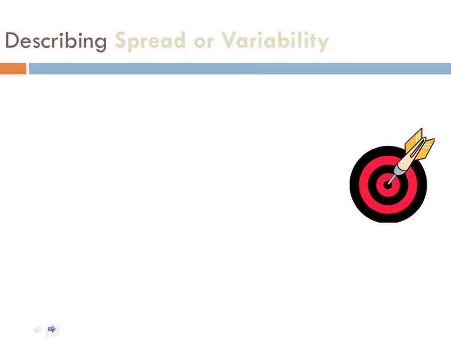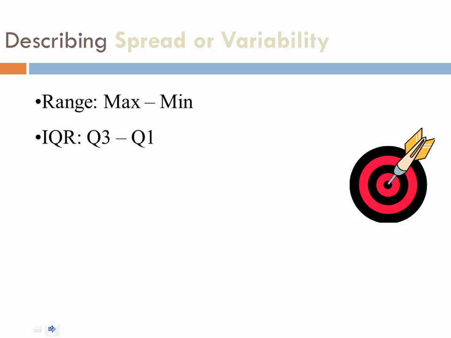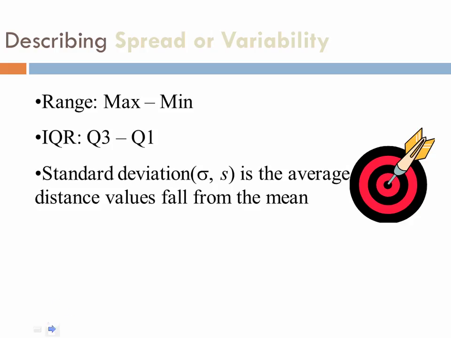Well, describing the spread or variability, we talked about the range being a description of the spread, your max minus the min. We've also talked about the interquartile range as another way to describe that 50% of my data is between this and this. Well, now a new one is standard deviation. And what you're going to think about standard deviation is essentially, it's kind of like the average distance that values fall from the mean.